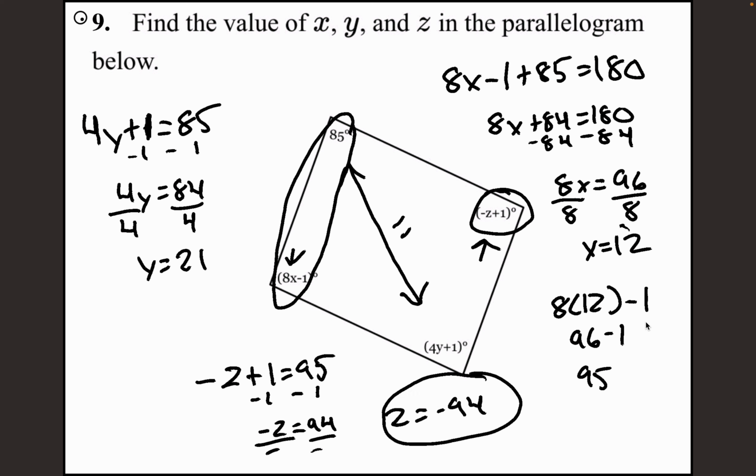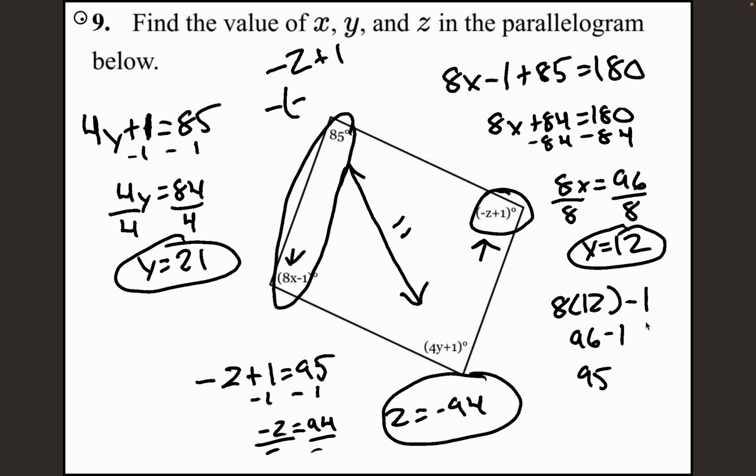So here's my z. It's not a negative angle. Z equals negative 94. Well, this equation says negative z plus 1. If I plug in negative 94, it's negative. So what happens when I have a negative times a negative? Positive. So some of these are going to be tricky with those negatives. We have to pay attention when it has a negative, because if you put 94, it would be wrong.